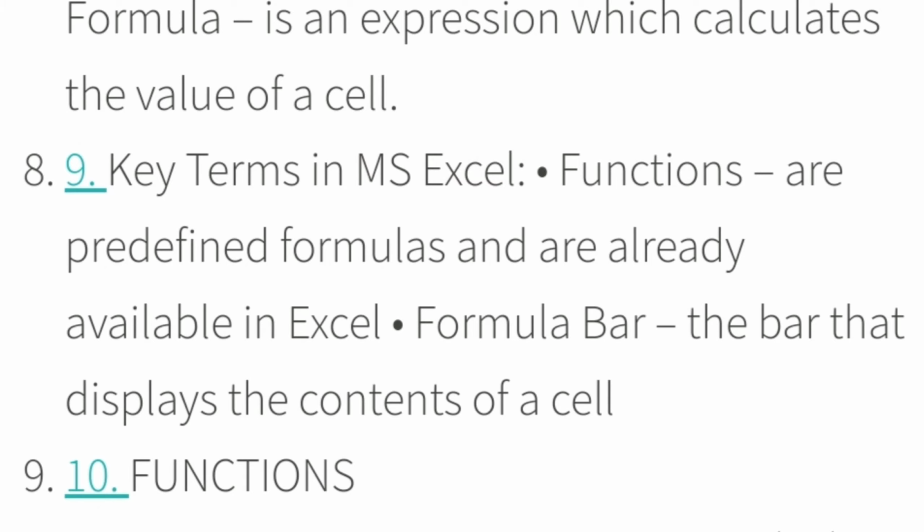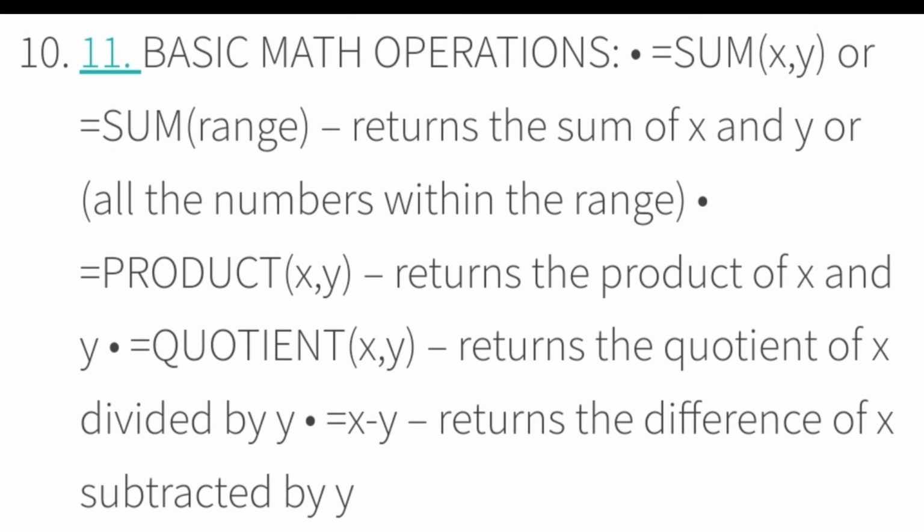Functions. Basic math operations: equals SUM(x, y) or SUM(range) returns the sum of x and y or all the numbers within the range. Equals PRODUCT(x, y) returns the product of x and y. Equals QUOTIENT(x, y) returns the quotient of x divided by y. Equals x minus y returns the difference of x subtracted by y.